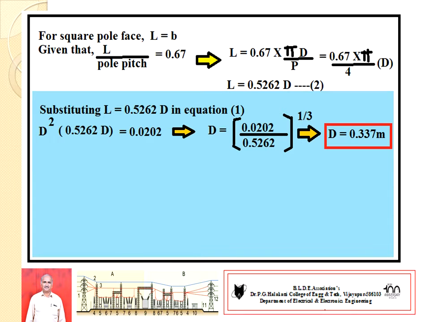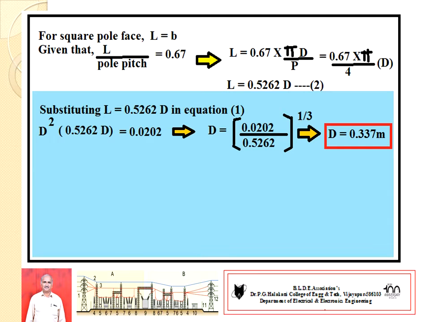For square pole face, we know that L equal to B, that is pole arc. Given that, directly you can go L divided by pole pitch equal to 0.67. Therefore, L equal to 0.67 times of pole pitch. Pole pitch is pi D by P. So you substitute the values except D. So finally we are going to get L equal to 0.5262 times of D. Call the equation number 2.